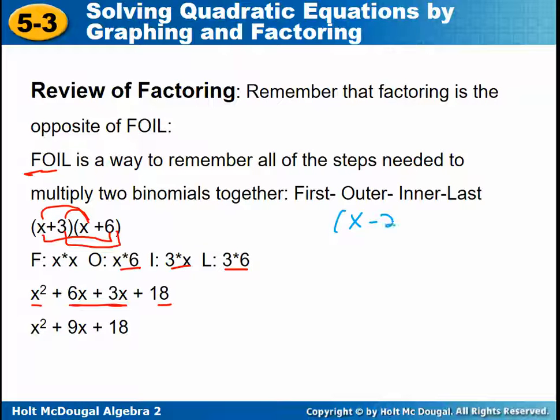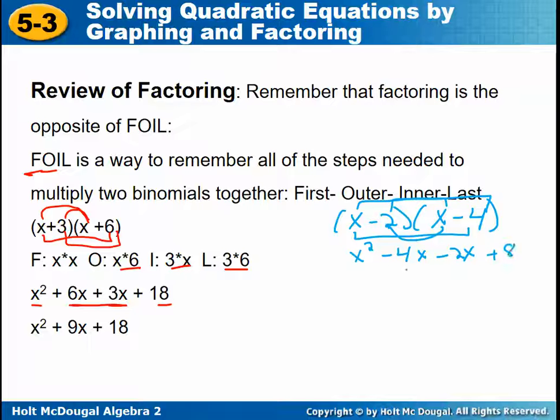So let's do x minus 2 and x minus 4. So first times first would be x times x. So we'd have x squared. The outer would be x times -4 because the sign in front goes with it. So that'd be minus 4x. The inner would be -2 times x, which is -2x. And the last would be -2 times -4, which is a positive 8. Combine your like terms, and we would get this.